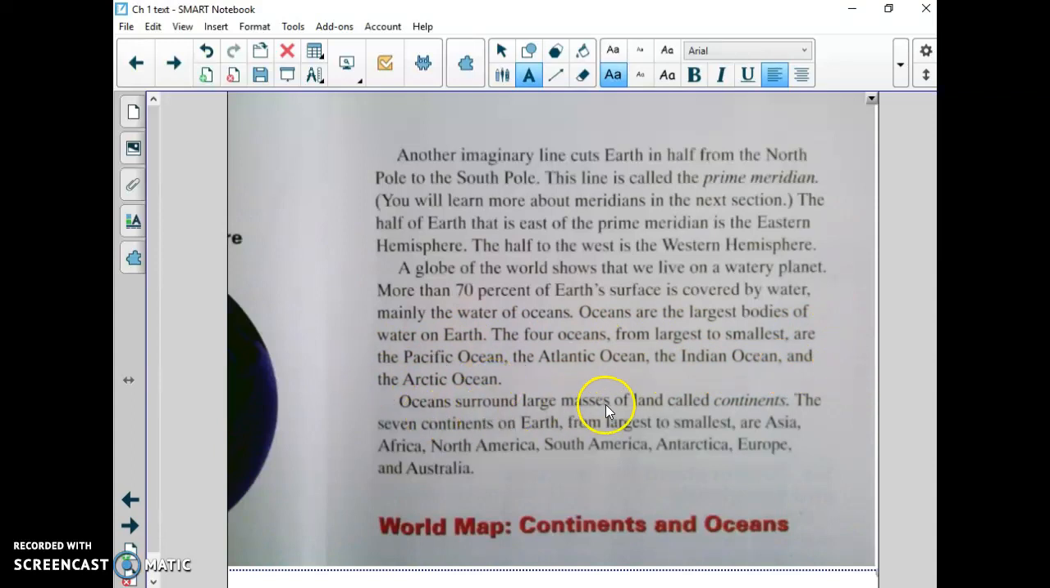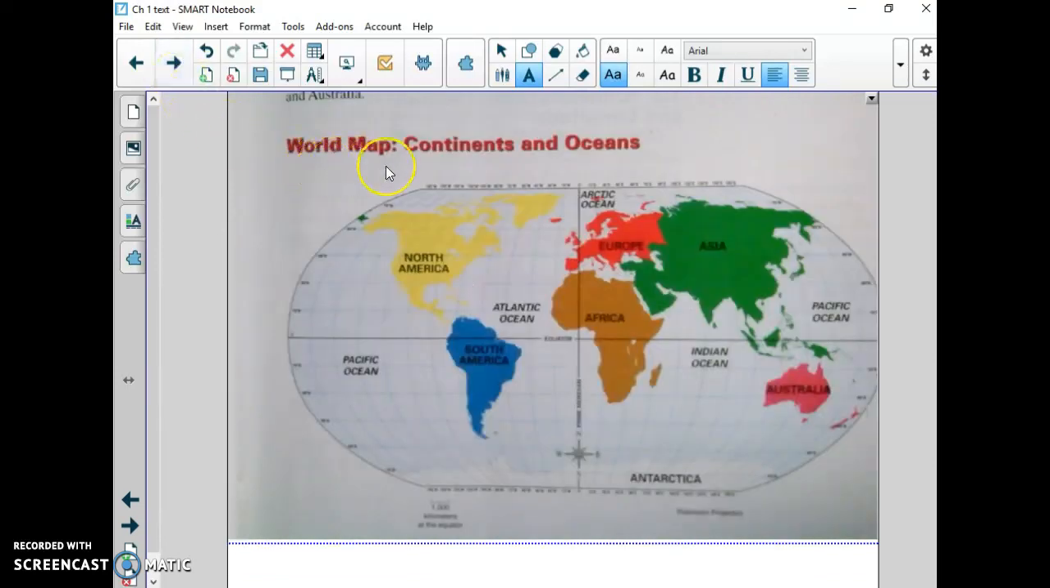Oceans surround large masses of land called continents. The 7 continents on Earth, from largest to smallest, are Asia, Africa, North America, South America, Antarctica, Europe, and then Australia. This is the world map showing the 7 continents and the 4 main oceans.